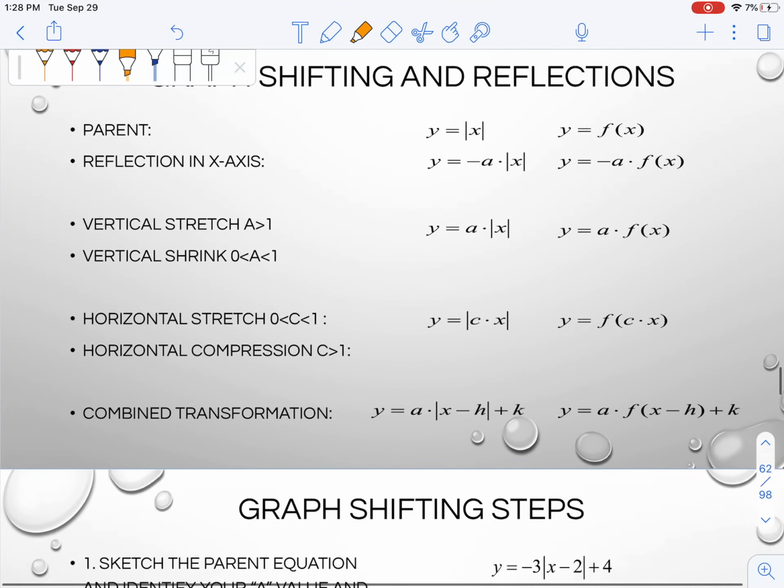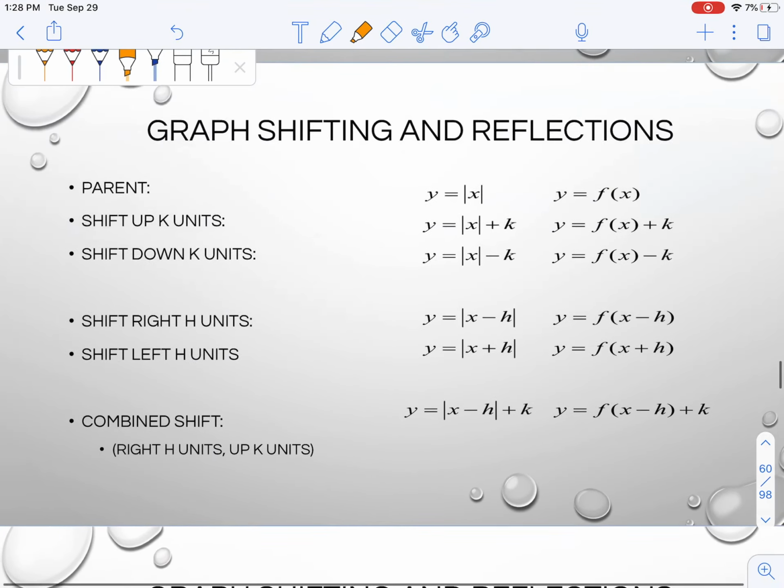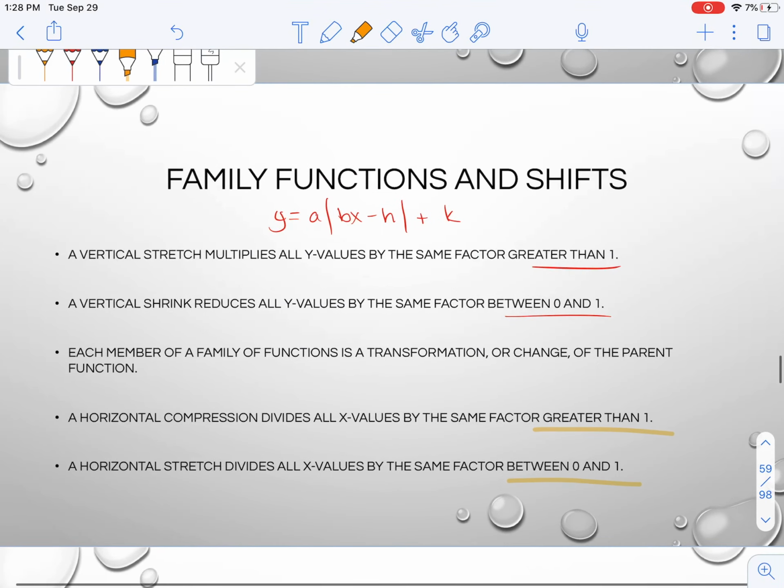And let me get to the general equation, and actually let me just come back to the one I had here. Anything that's happening inside of the function, this is going to cause our left-right shifts.